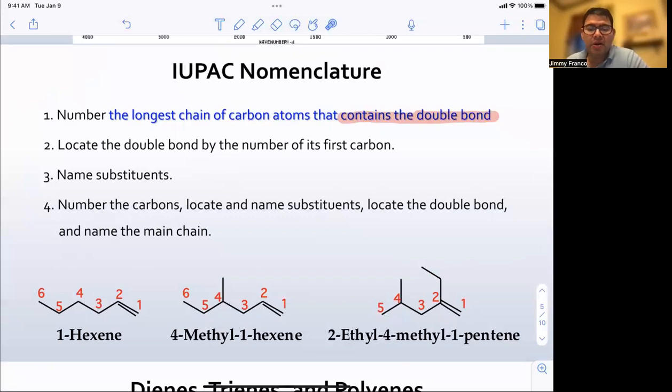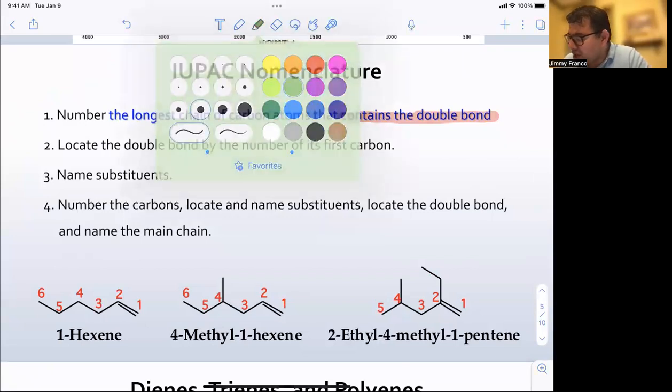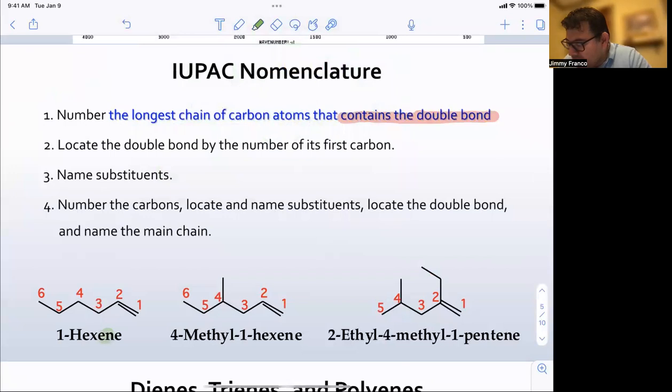And then the last part of this is we're going to change the parent chain to have ene. And that's what's going to tell us our double bond. And then we're just going to put a number in front that tells us where that double bond is. All right, so let's try a couple. So try this one.